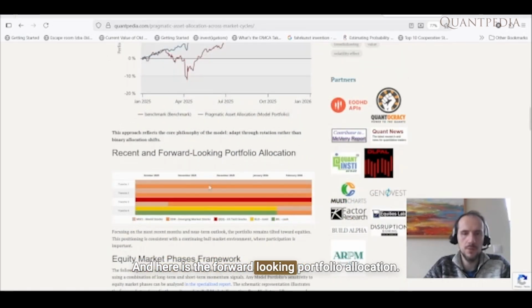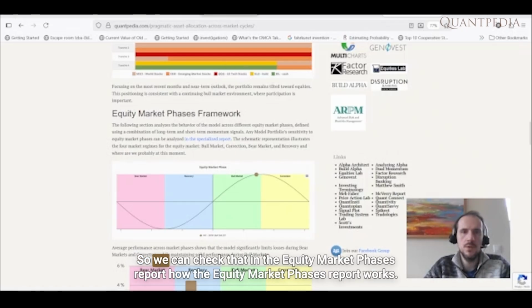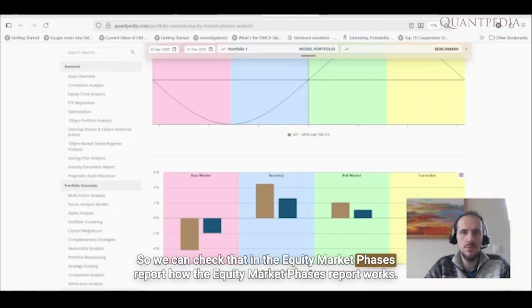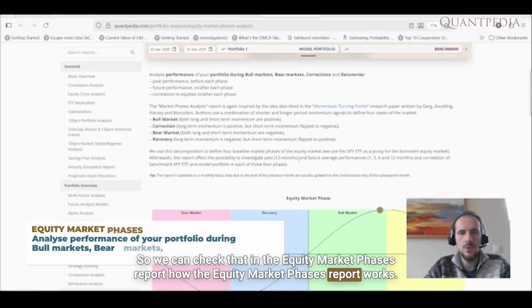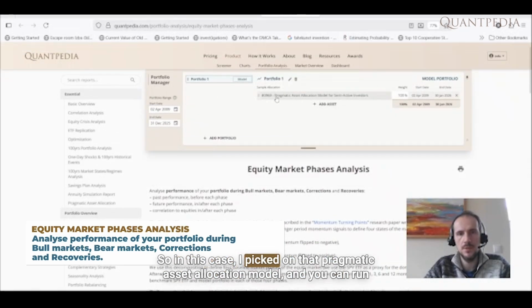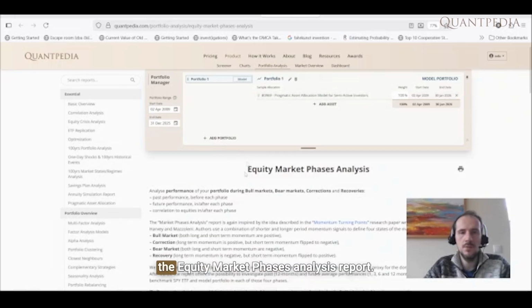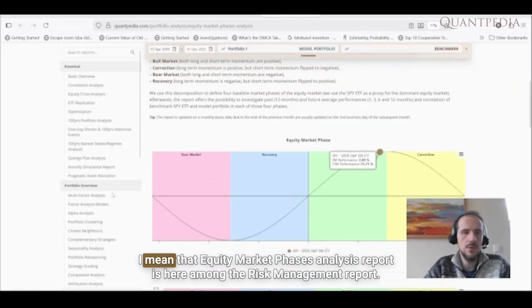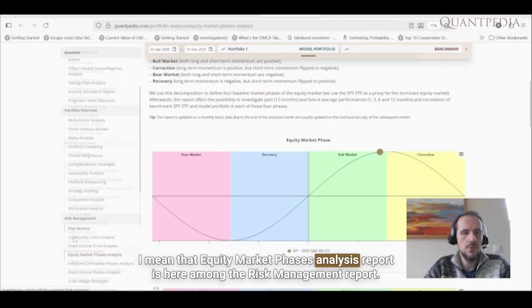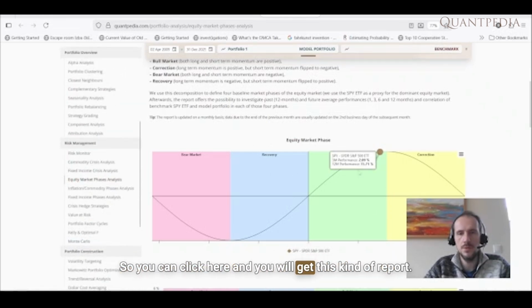And here is the forward-looking portfolio allocation, so we can see why we are moving out of gold and why we are moving to equities. We can check that in the equity market phases report. You can pick any model into your model portfolio. In this case, I picked the pragmatic asset allocation model, and you can run the equity market phases analysis report. That report is here among the risk management reports. You can click here and you will get this kind of report.